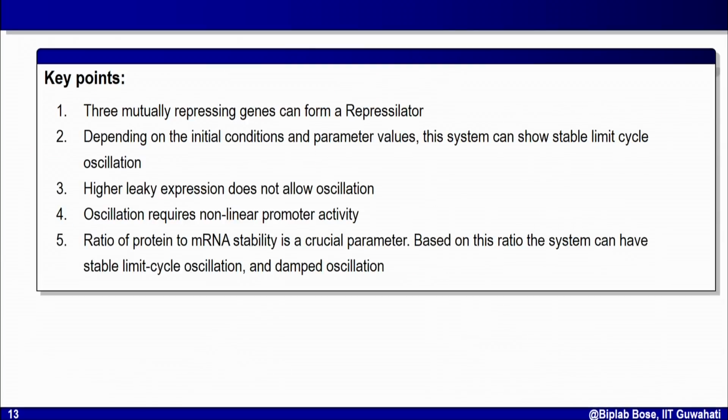Let us jot down all the points. So what I have discussed here, we have discussed 3 mutually repressing genes that is forming a repressilator. So it is made up of repressors and it has an oscillating behavior. That's why this type of circuit is called repressilator. Depending on the initial condition and the parameter values, as we have discussed earlier, this system can show stable limit cycle oscillation.